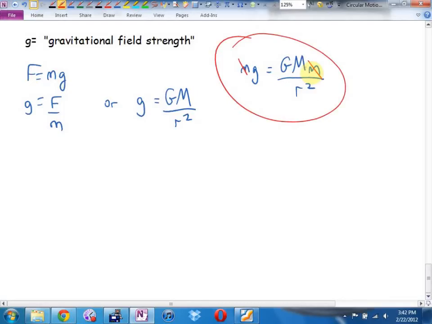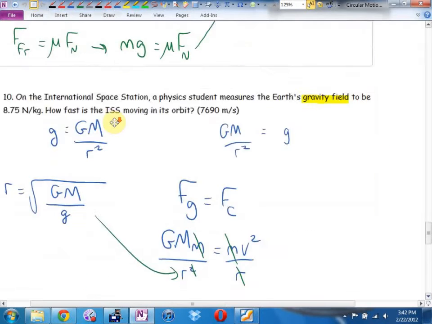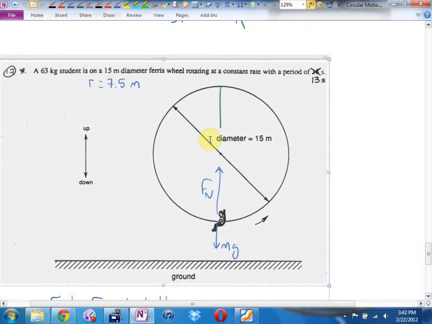Last thing I wanted to talk about, and then I'll do specific questions from the review, was Ferris wheel type questions. And I think I had one of those here too. Did I do it? Yeah, I did. Great.